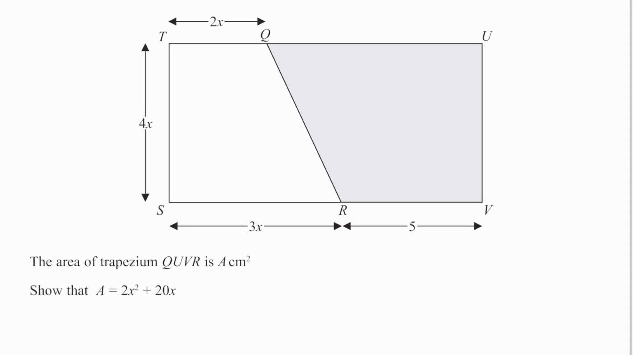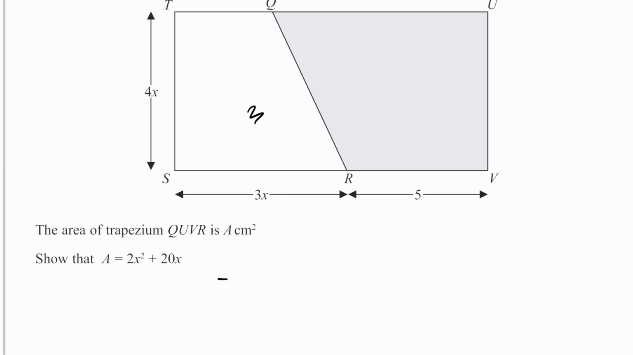So to work out the area of the trapezium QUVR, which is this shaded section over here, we can work out the area of the whole rectangle and then take away the area of our second trapezium TQRS. So let's do that. The more difficult one is going to be the trapezium. The area of trapezium TQRS is going to be equal to, well, you just want to use the formula. So we take the longer side, 4x, and multiply that by 0.5. Then we multiply that by the sum of the other two sides, 2x plus 3x.